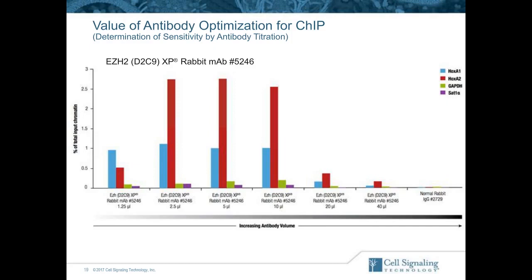I know some people still believe that you need to use 5 or 10 micrograms of antibody for a ChIP assay, and that's simply not true. Sometimes as little as a half a microgram actually works best. And we find that it's the ratio of the antibody to the chromatin that's important. So we always titrate the antibody.